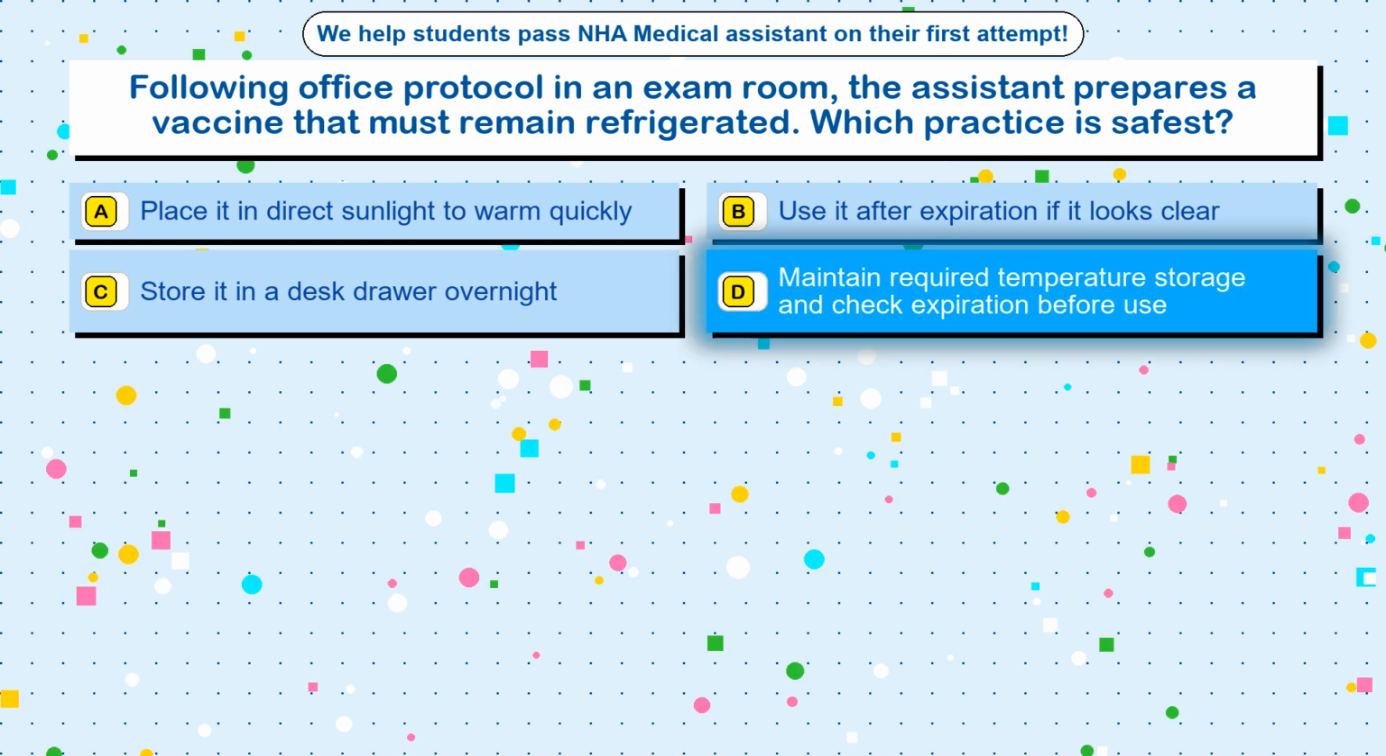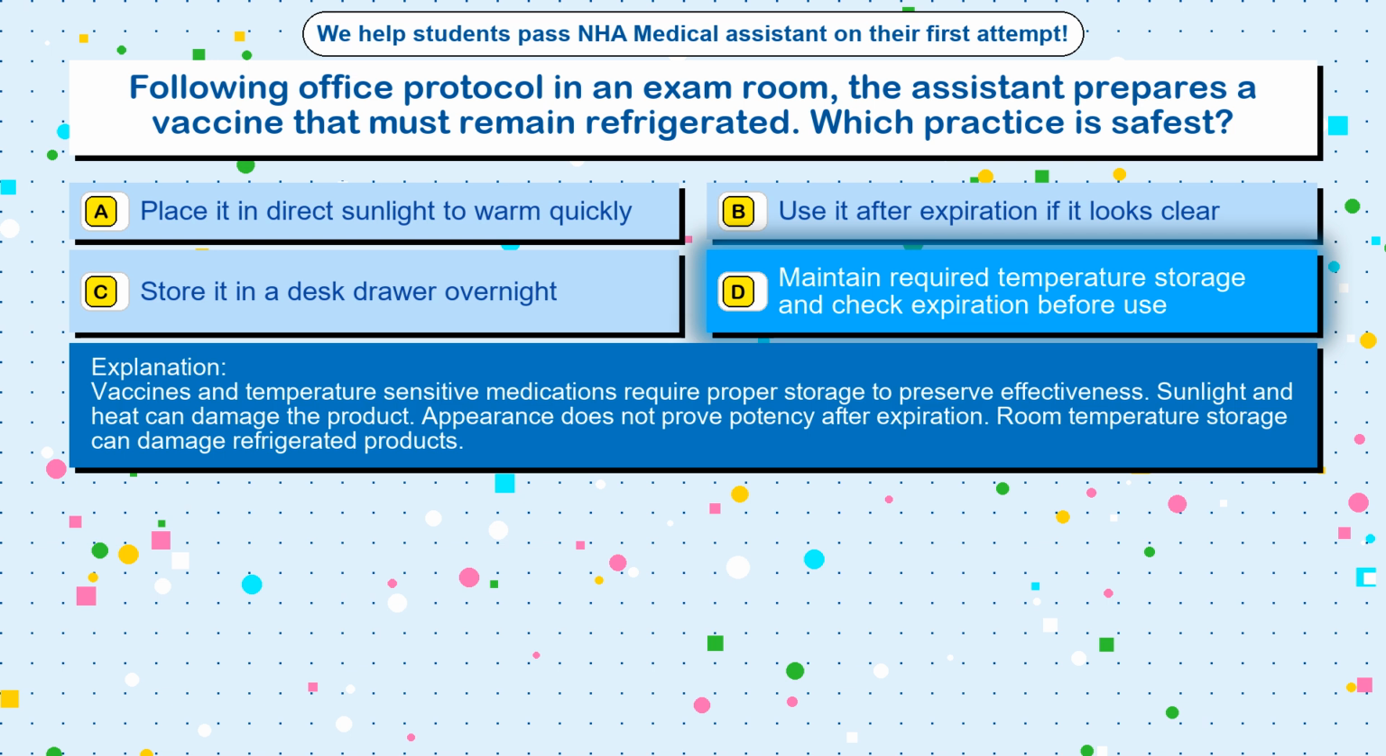The correct answer is option D, maintain required temperature storage and check expiration before use. Vaccines and temperature-sensitive medications require proper storage to preserve effectiveness. Sunlight and heat can damage the product. Appearance does not prove potency after expiration. Room temperature storage can damage refrigerated products.